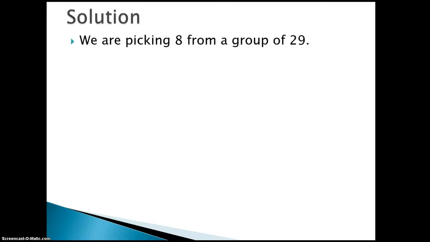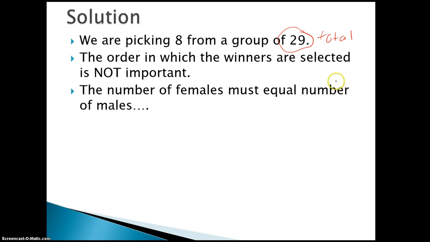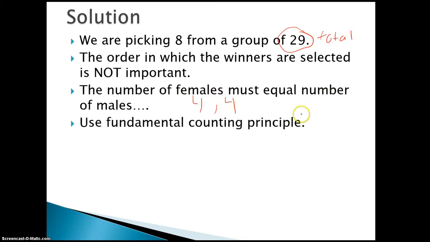So we're picking 8 from a group of 29 total. That's that 29 total that we found. The order in which the winners are selected is not important here. We're just picking 8 people. The number of females must be equal to the number of males, so that's the whole 4 males and 4 females thing. And we're also going to use something called the fundamental counting principle, which I'm sure you're familiar with.